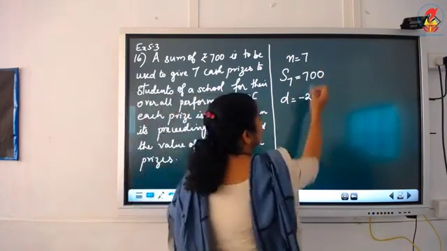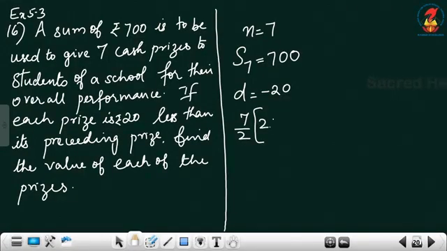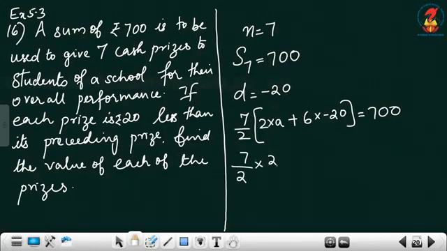For this we have to use S7. S7 means 7 by 2 into 2 into a plus 6 into minus 20 is equal to 700. First we have to find a. So we can take out 2 from this: 7 by 2 into 2 into (a minus 60) is equal to 700. So cancel these two.